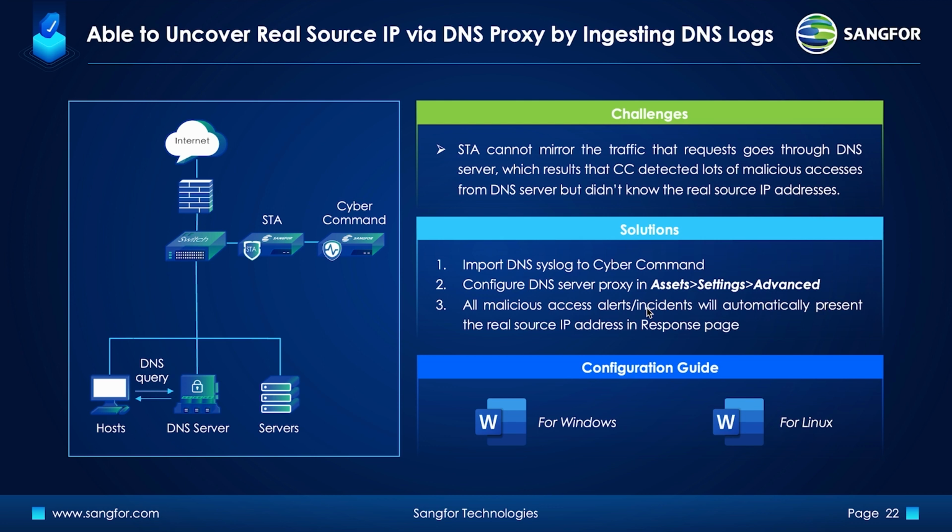And how can we solve it? We can import the DNS syslog to Cyber Command and configure the DNS server in Cyber Command. And then all the malicious access alert incidents will automatically show the real source IP address in the response page. That means we can detect the real IP from this DNS syslog, and you can research all the real IPs in this malicious access. And we also provide a configuration guide for Windows and Linux servers to you. You can use this way to improve the detection capabilities in a DNS policy environment.